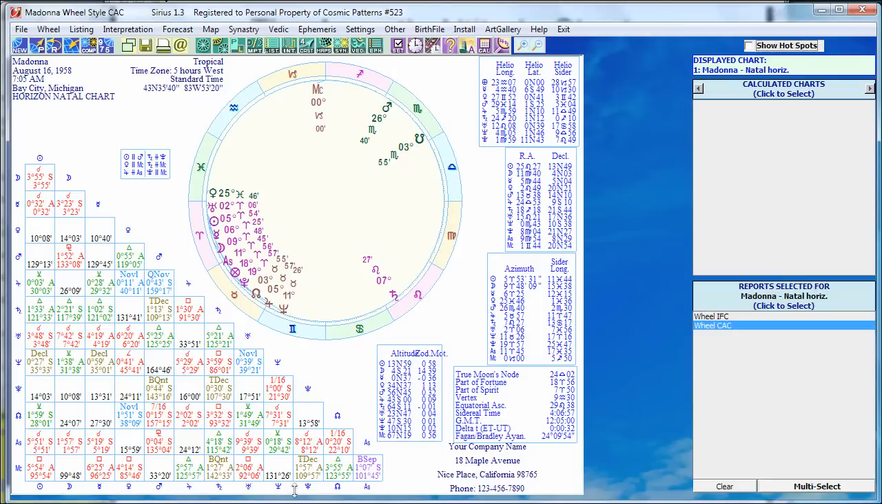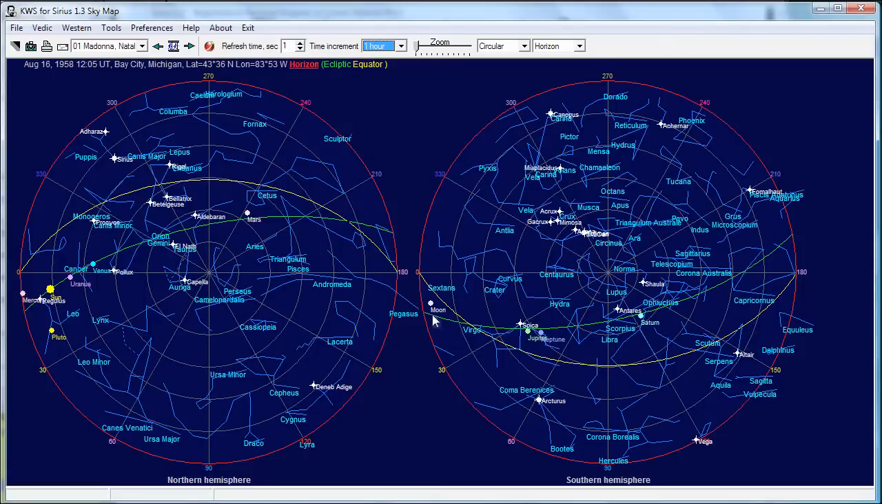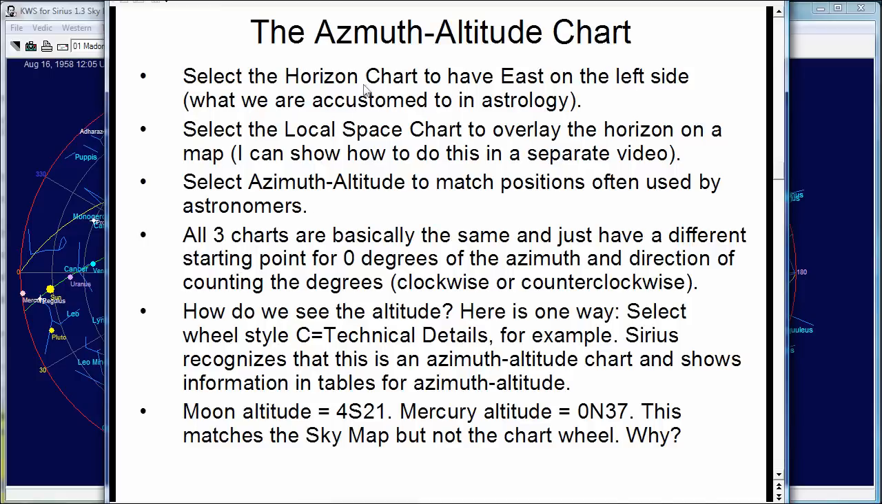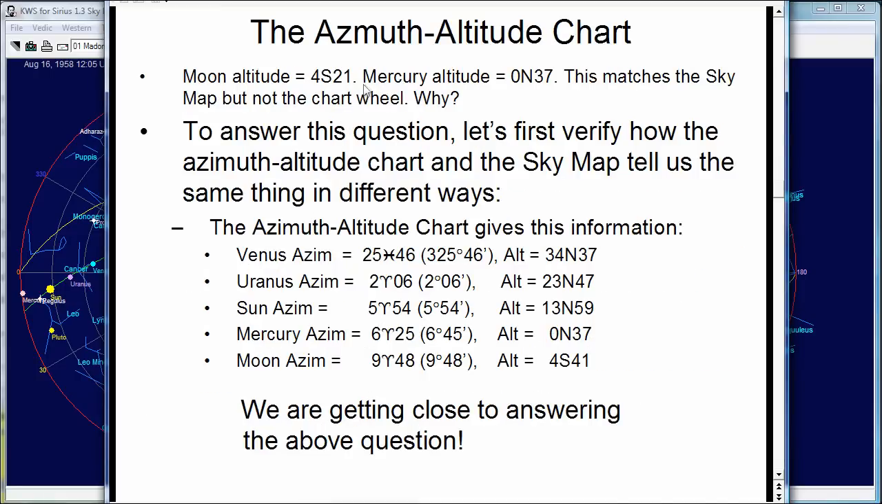Moon is further from the horizon. Here's the moon. That happens to be a little more than 4 degrees. This is less than half a degree. So the chart wheel is telling us exactly what we expect it to tell us just from visual inspection. Now, I'm not going to get to it in this video. I'm at a half hour already. It'll be in part 3. I promise, if you've been waiting for the answer to this question, you're probably getting tired of waiting for it.